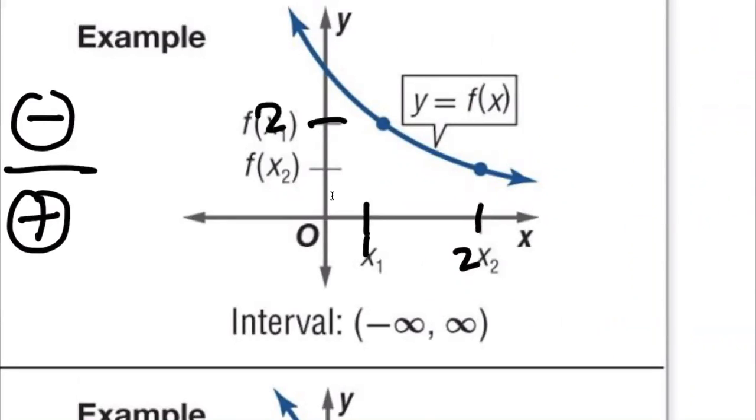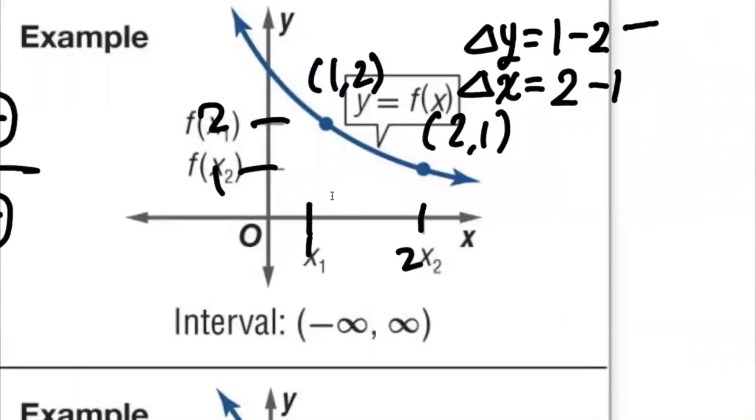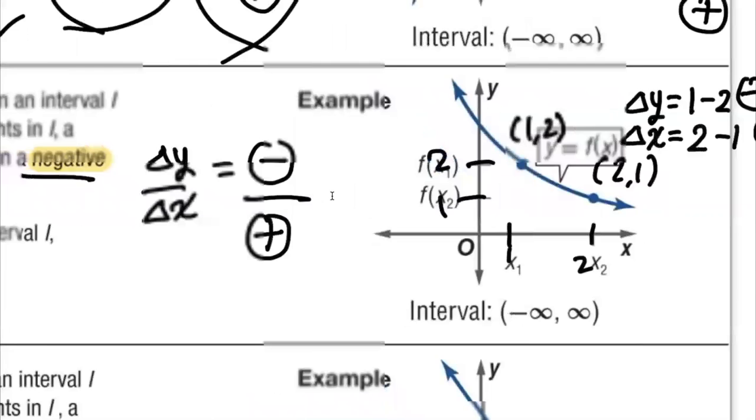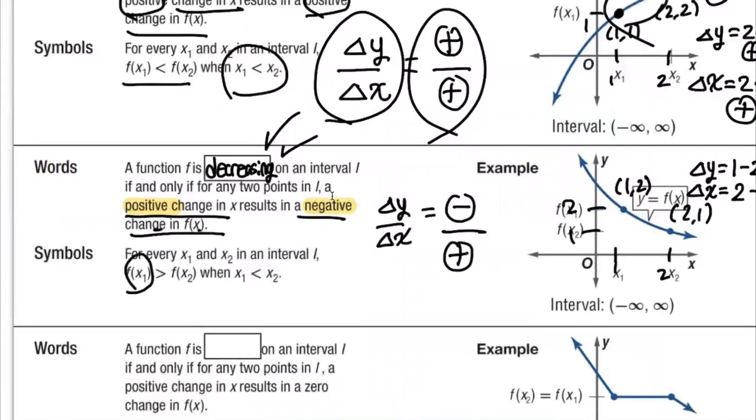Let's say that it's the same 1, 2. So this is 1, 2. This is 2, 1, right? What is change in y? It's 1 minus 2. What is change in x? 2 minus 1. It's going to be negative and positive. Oh, change in y is negative, change in x is positive. So it's decreasing. Another way of thinking about it is if the y value for x1 is greater than the y value of x2, when x1 is smaller than x2, then it's decreasing.